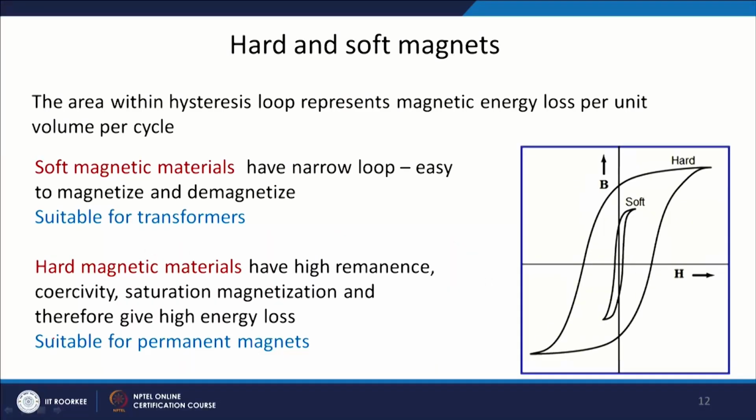Now, depending upon this hysteresis loop, the area within the hysteresis loop represents magnetic energy loss per unit volume per cycle. So, in each cycle you lose an energy given by the area of this loop, because this much extra energy you have to apply to bring it back to 0 and then take it to the negative side and so on. So, in each of these cycles, when you do the magnetization, demagnetization, then go into the negative direction, you lose a certain amount of energy which is equal to the area of this loop.